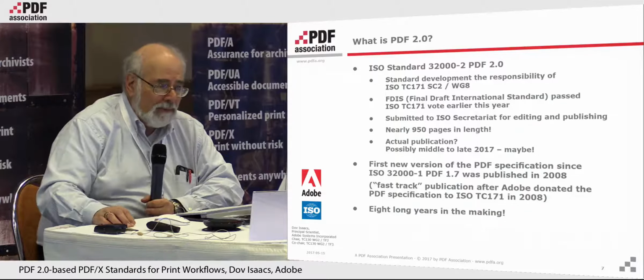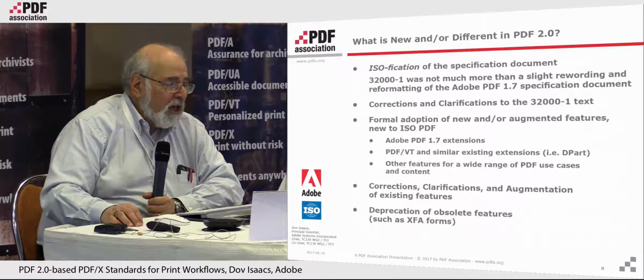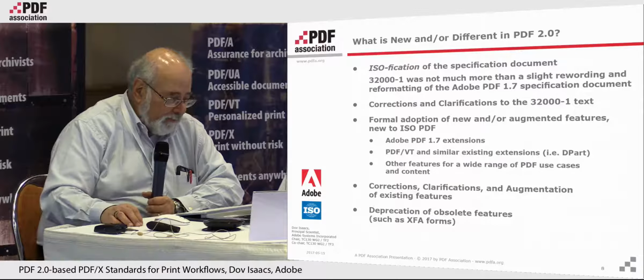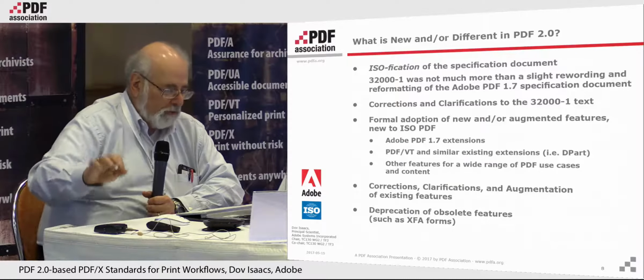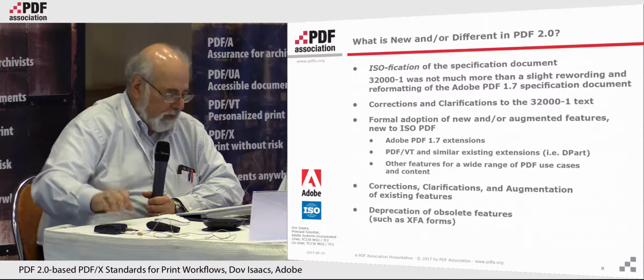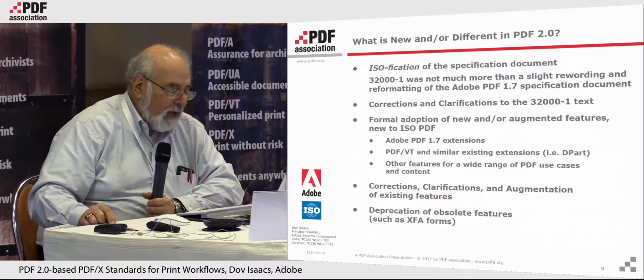Okay, what's new and different? First of all, we had to do isosification of the specification document. Those who've ever read specifications know Adobe's was sort of difficult to read. When it becomes an ISO specification, it becomes even more difficult to read. So we had to make sure that it was difficult to read. There are very many corrections and clarifications of the ISO 32000-1 text. And the number of edits back and forth were just unbelievable.